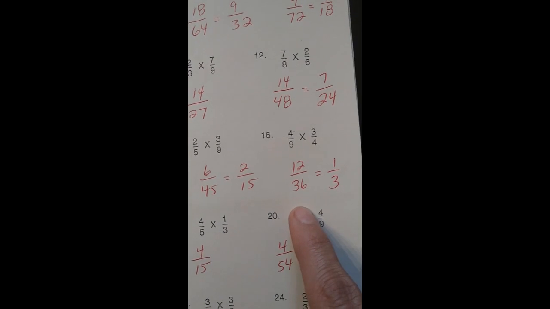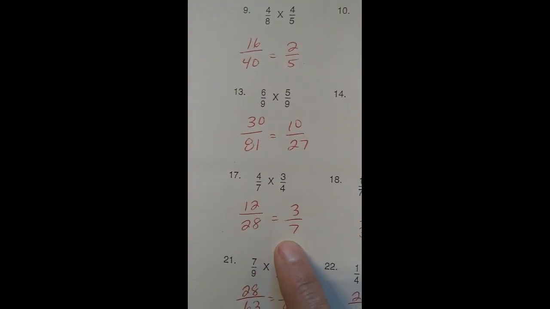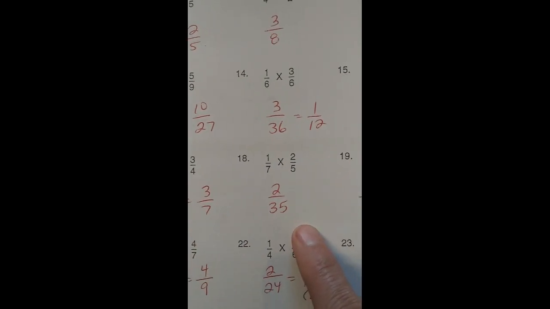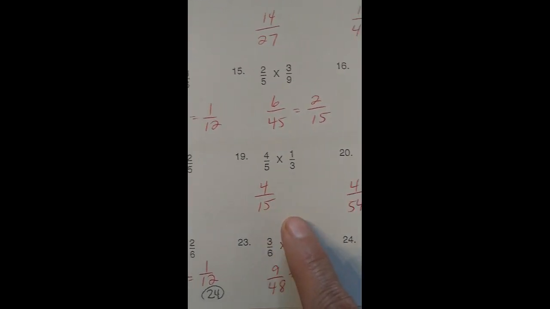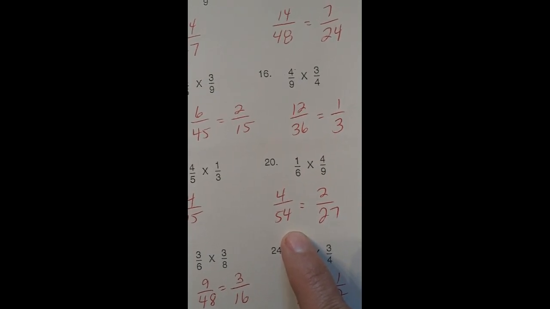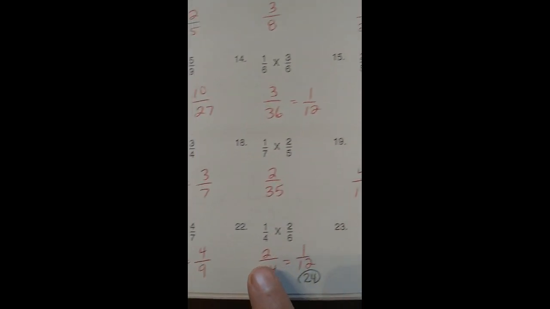Number 16, the answer is 12/36, and you would have simplified it to 1/3. Number 17 was 12/28. You would have simplified it to 3/7. Number 18, the answer is 2/35. Number 19, the answer is 4/15. Number 20, the answer is 4/54, and it would have been simplified to 2/27.